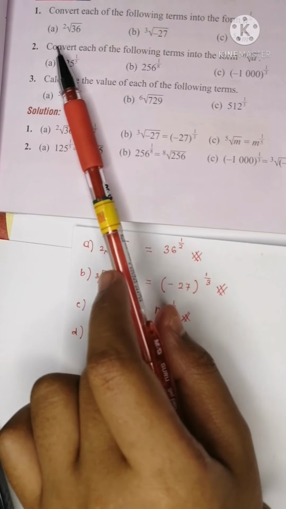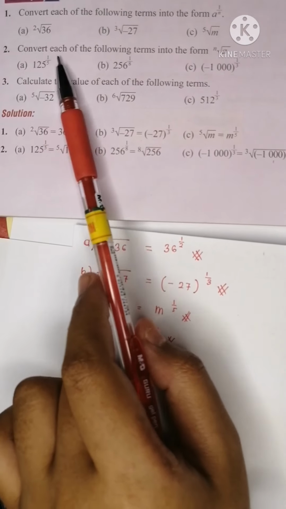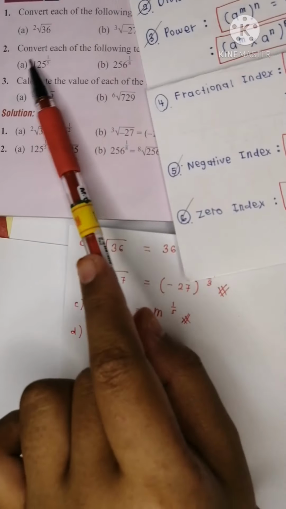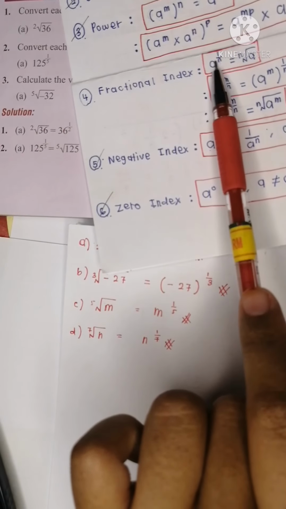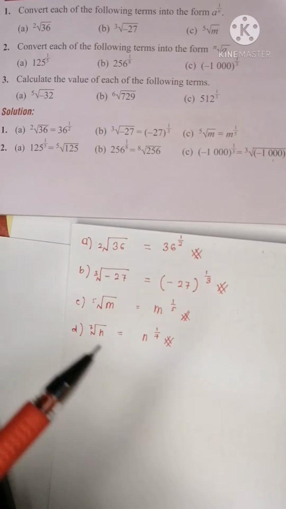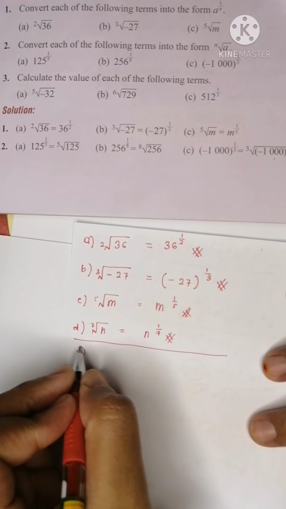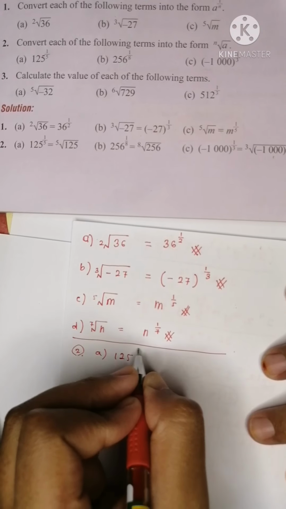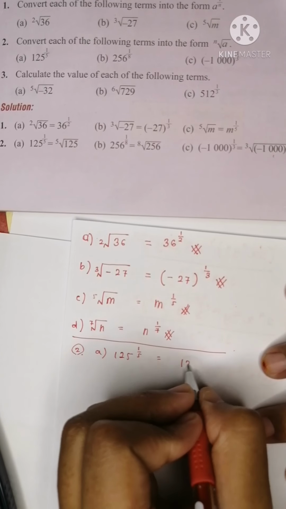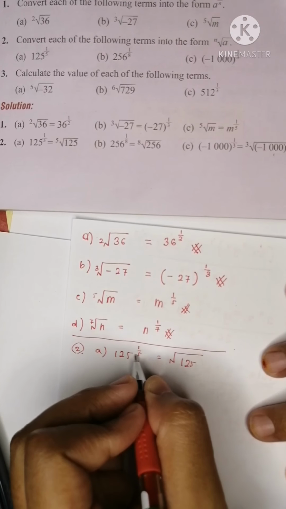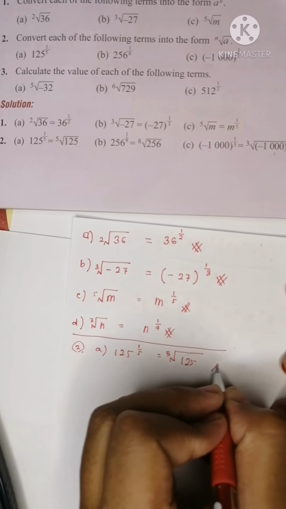Now look at question number 2. They ask you to convert from this form into this one. Just convert. Number 2A, 1 to the power of 1 over 5. So it is the 5th root of 1. This is the value of n, right? So the value of n is in here, 5, just like that.